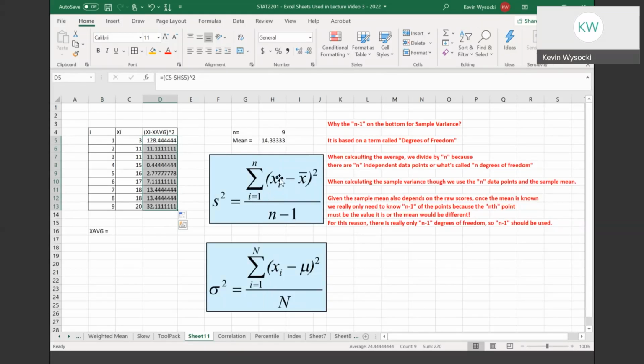So for the top, we want to get the sum of those. So I'm just going to sum them on the bottom here. Sum those. And so really that's the top of our equation.